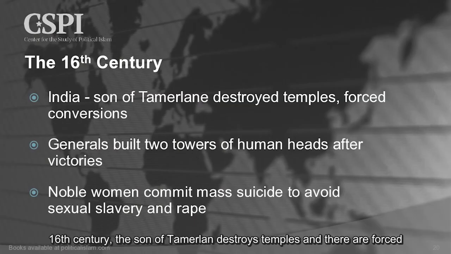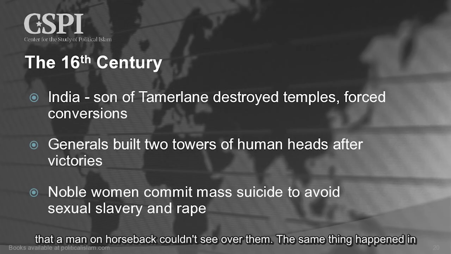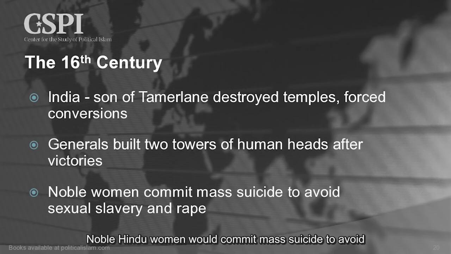In the 16th century, the son of Tamerlane destroys temples, and there are forced conversions. The generals after that battle built two towers of heads. They were so tall that a man on horseback couldn't see over them. The same thing happened in Spain. Towers of skulls were built so tall that a man could not see over them on horseback.